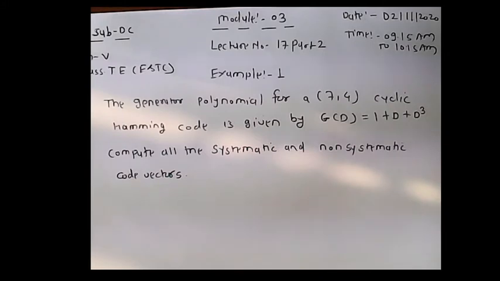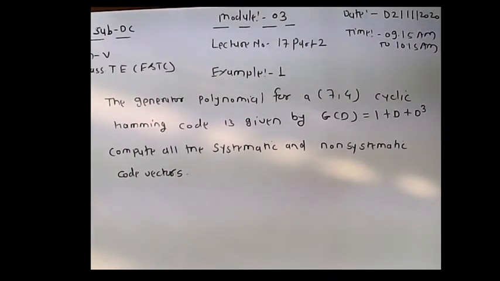systematic cyclic code and non-systematic cyclic code, the generation of systematic and non-systematic cyclic codes. We also introduced the concept of code word polynomial and its important conclusions. Also we introduced the generator polynomial for the cyclic code and how to produce a code word polynomial by using the message polynomial and the generator polynomial. So all these things were covered in the last lecture. Today we build more understanding with the help of examples.